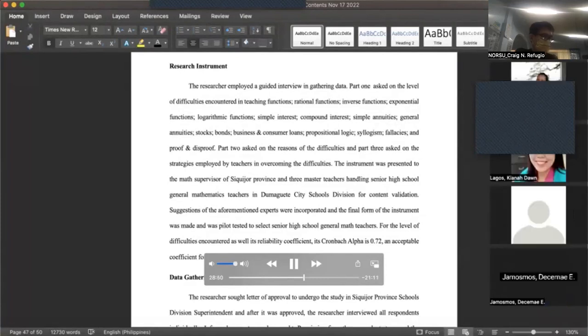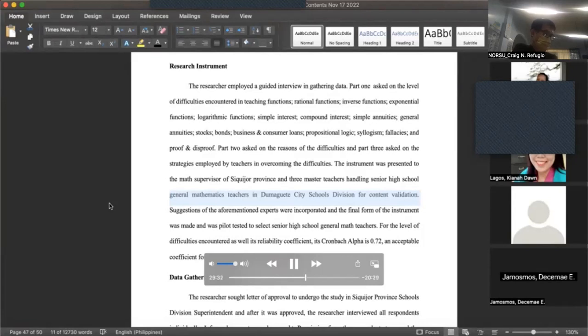Okay, about pilot testing. The pilot testing should not be done within the target population. So if your research locale and your target population is in Siquijor, then you are not going to have it in Siquijor. Have it in Dumaguete Schools Division. In the sample proposal, chapter 1, the research locale was Siquijor DepEd Division, and the pilot testing was done here in Dumaguete.